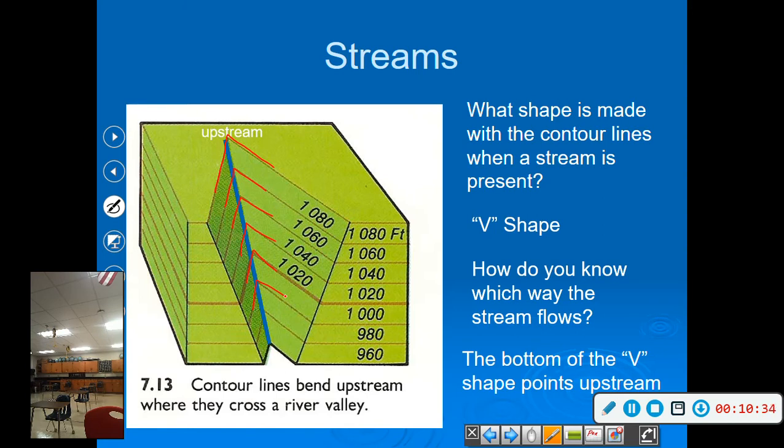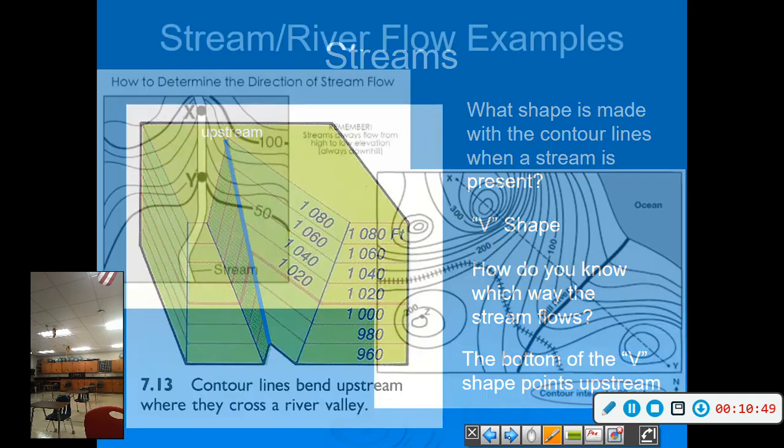So how do we know which way the stream flows? The bottom of the V shape made by the contour lines points upstream. Or you could say the contour lines point upstream, right? Either way, just make sure you get some sort of way to explain that, okay?